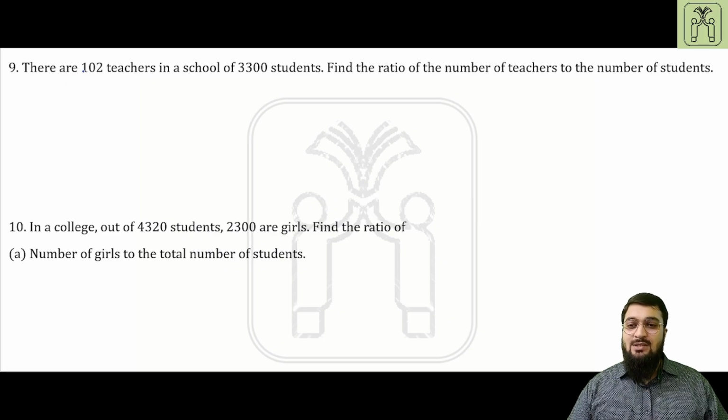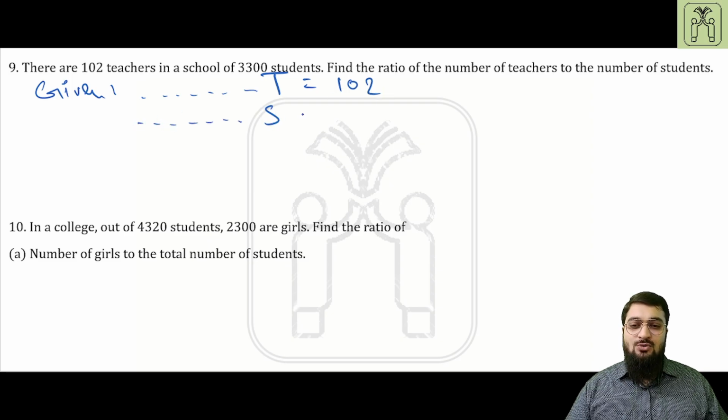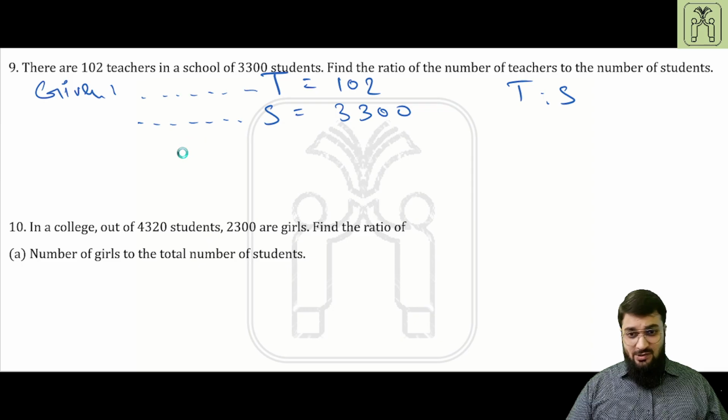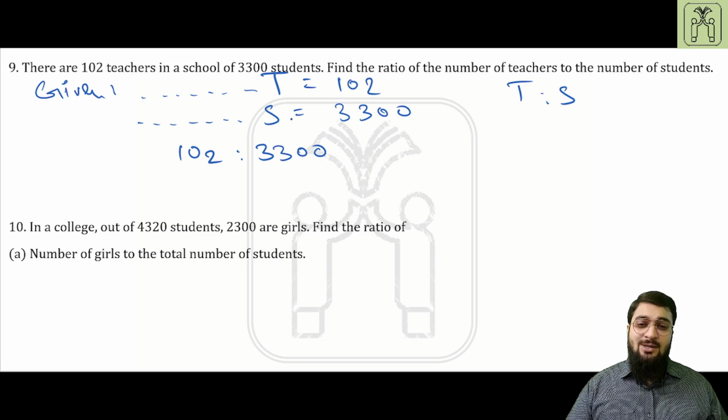Question number 9 says there are 102 teachers in a school of 3300 students. So we'll write given: total number of teachers in a school is equal to 102. Then total number of students in a school is equal to 3300. Find the ratio of number of teachers to number of students. Therefore, 102 is to 3300. Only the test of divisibility is needed.